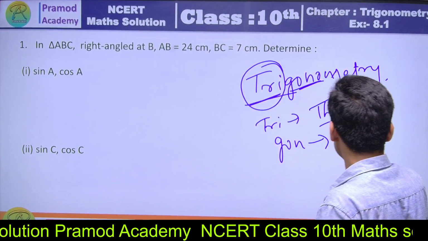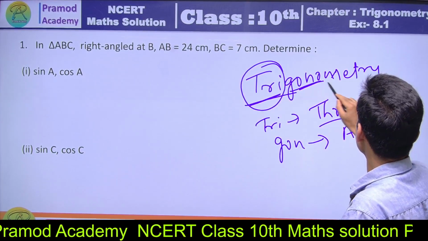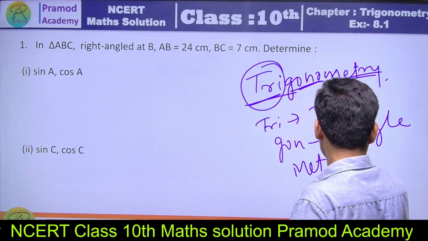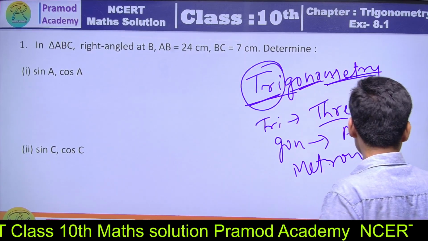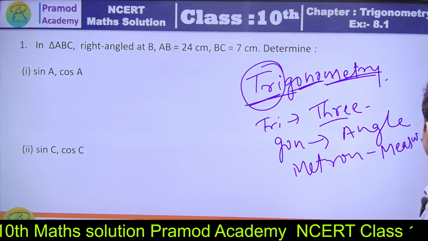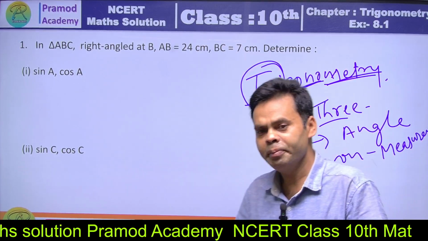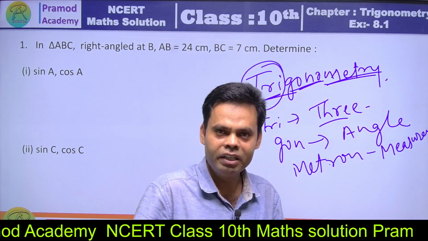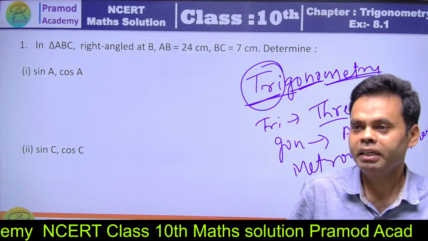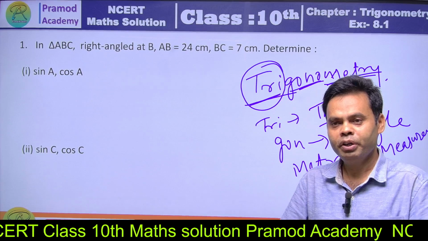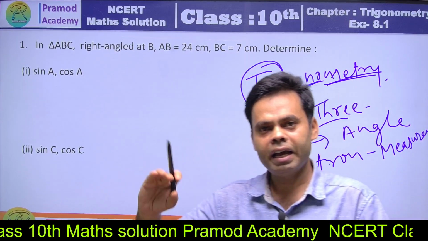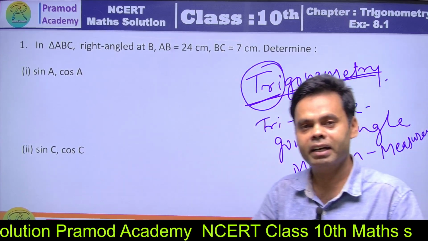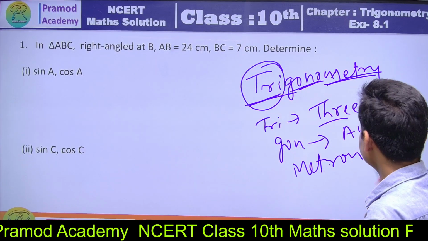angle, and metry is metron, meaning measurement. That means the definition of trigonometry is the measurement of all three angles in a triangle. If there is one triangle and you are measuring all three angles, that is called trigonometry.